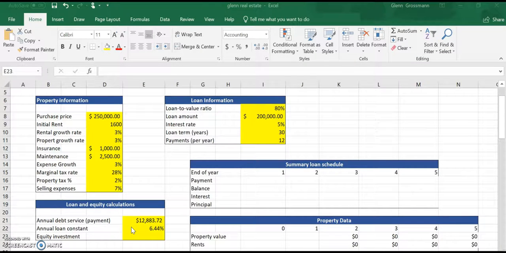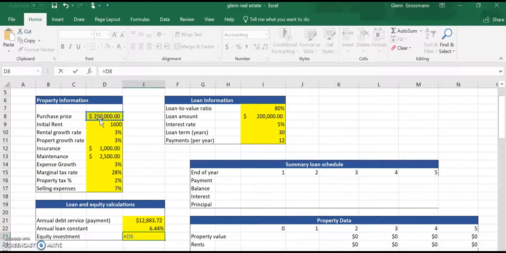Next, we're going to do our equity investment. That's going to be equal to this minus this, which gives us $50,000.